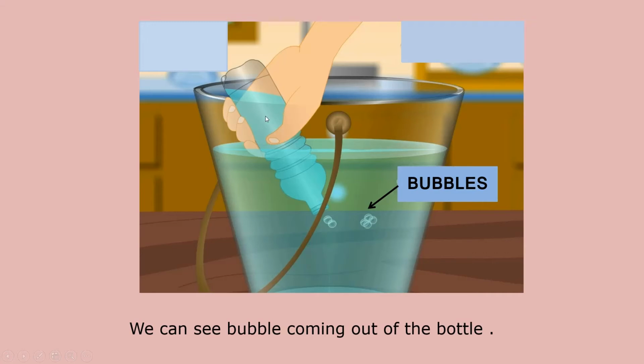When we bend the bottle, the air comes out from the bottle in the form of bubbles, and as empty space is created inside the bottle, the water enters inside the bottle. So this activity proves that the empty bottle is not really empty, but it is full of air. So air is present everywhere around us.